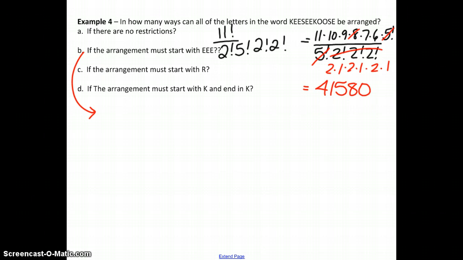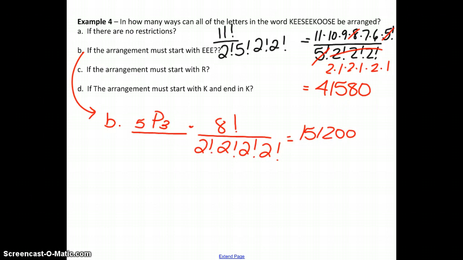Now let's look at B. If the arrangement must start with E, E, E, that means the first spot, there's 3 E's that you could choose from. So for part B, we have 5 E's, and we need to pick 3 of them, and we're going to multiply that by the 8 letters that are left, but then divide by the different repeating options to get 151,200. Okay, part C. If the arrangement must start with an R, how many ways are there if it must start with an R? Good, 0 ways because there is no R.